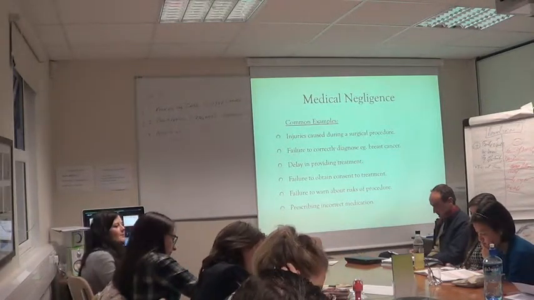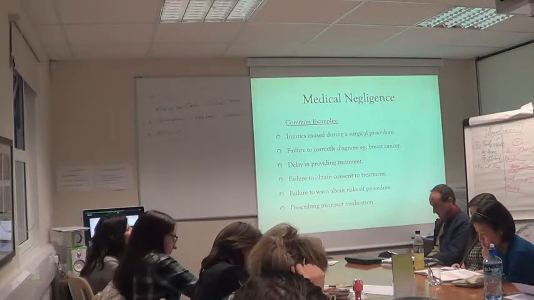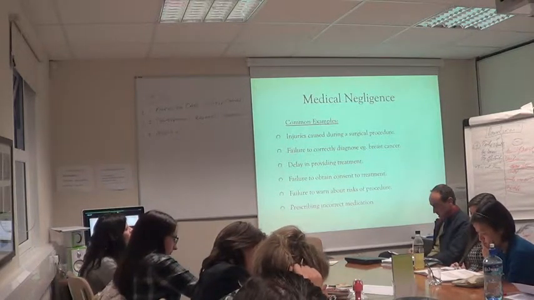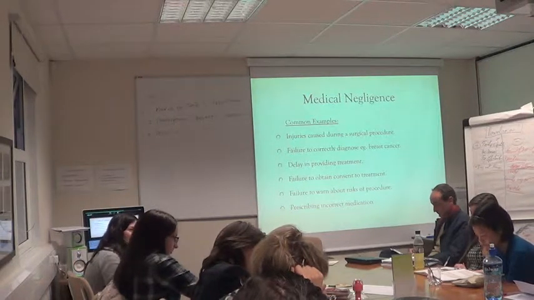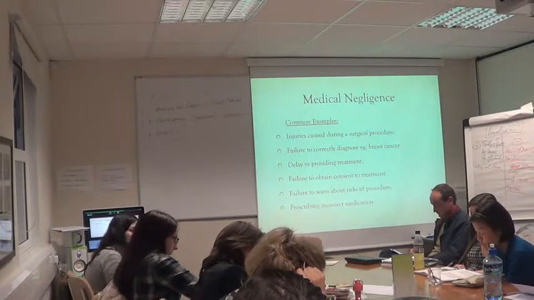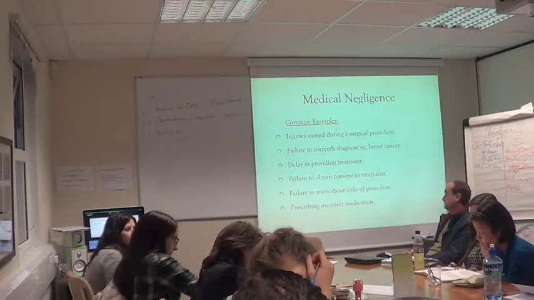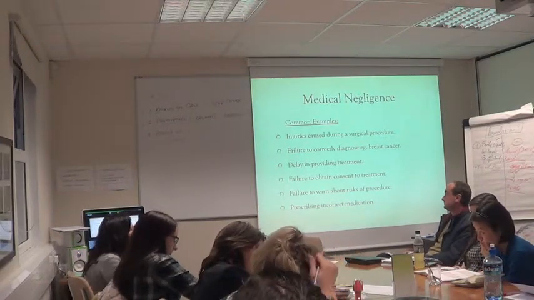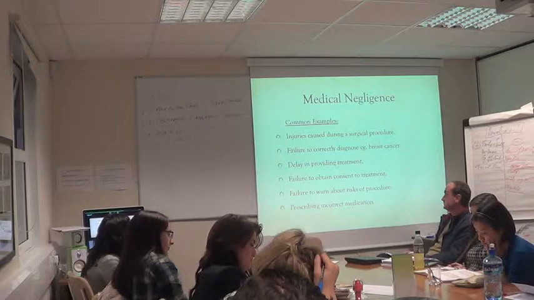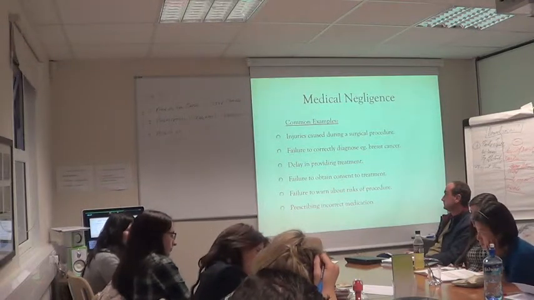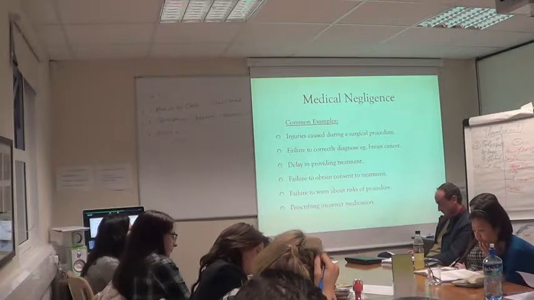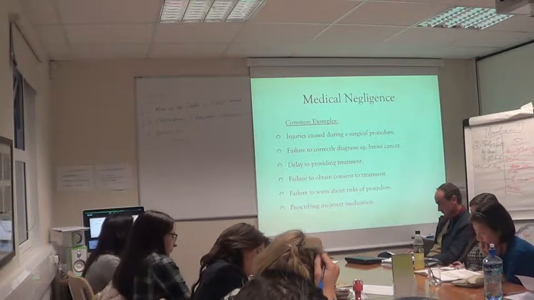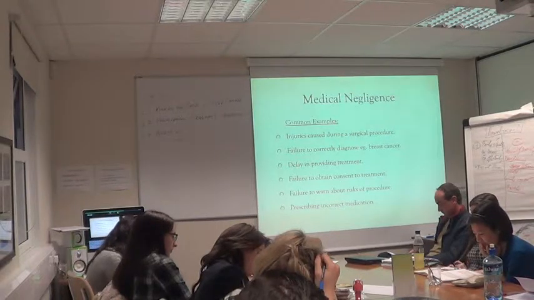So what are the common types of medical negligence cases that could come up? You could have injuries caused during a surgical procedure, okay, so that could be an incorrectly carried out operation, it could be an operation where an instrument is left inside the body of the patient. Secondly, you could have failure to correctly diagnose a condition, for example breast cancer. Thirdly, you could have delay in providing treatment to the patient. Fourthly, failure to obtain consent to treatment.